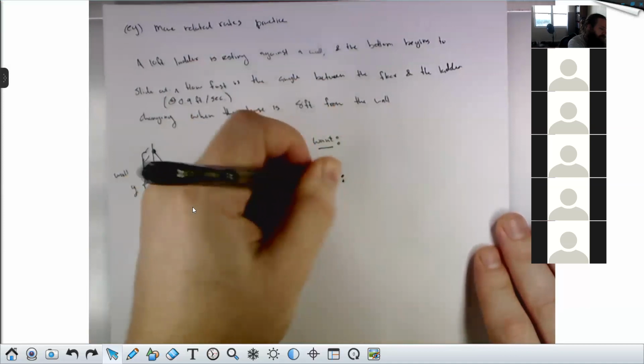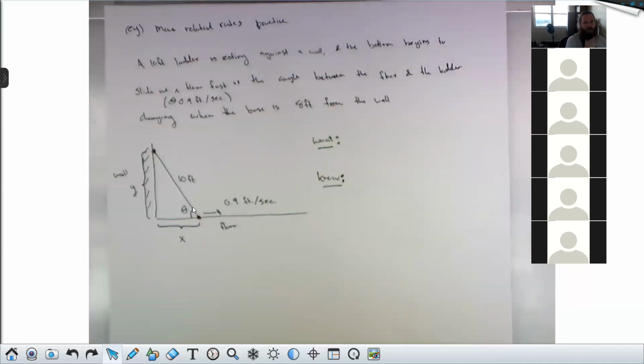Next, I'd like to take stock of what I want and what I know. Can somebody tell me, in terms of derivatives, what it is that I'm after? What do I want? Would it be the derivative of the tangent of theta? That's getting a little bit far ahead of where we're looking for. They asked me how fast is the angle between the floor and the ladder changing when the ladder is 8 feet from the wall, right?